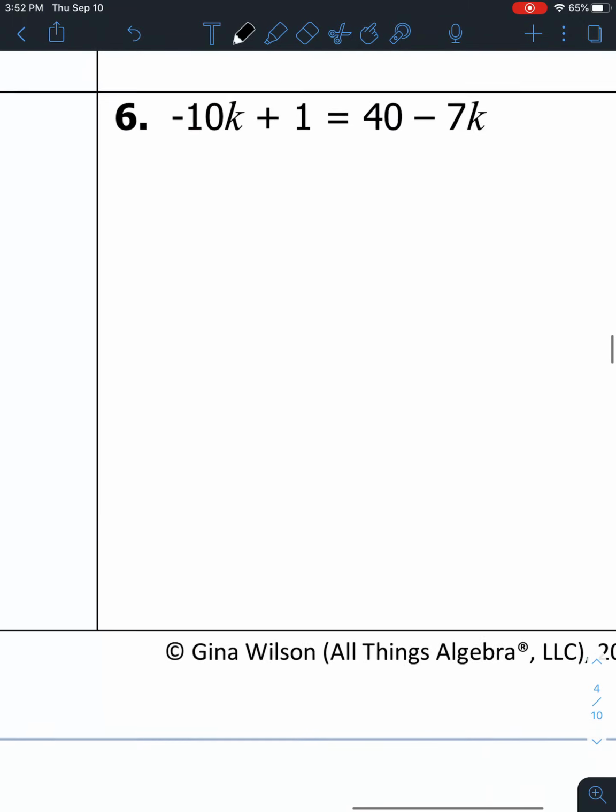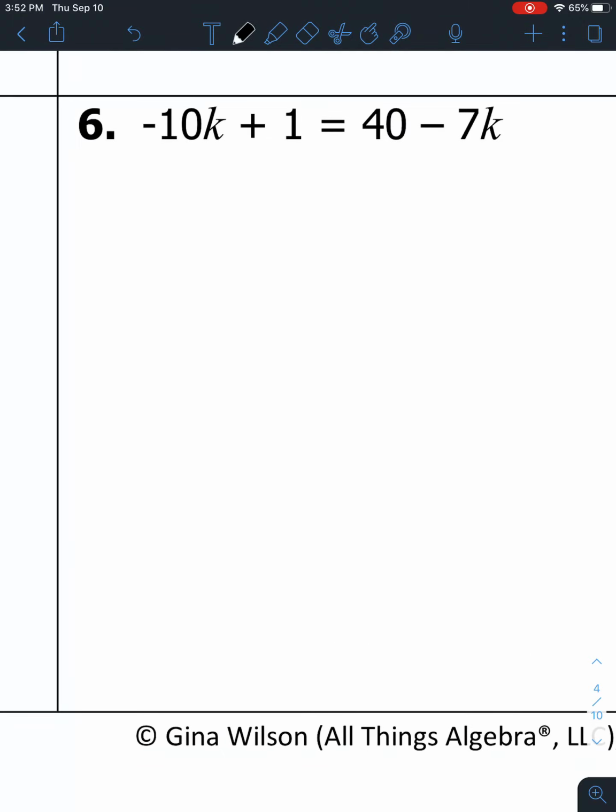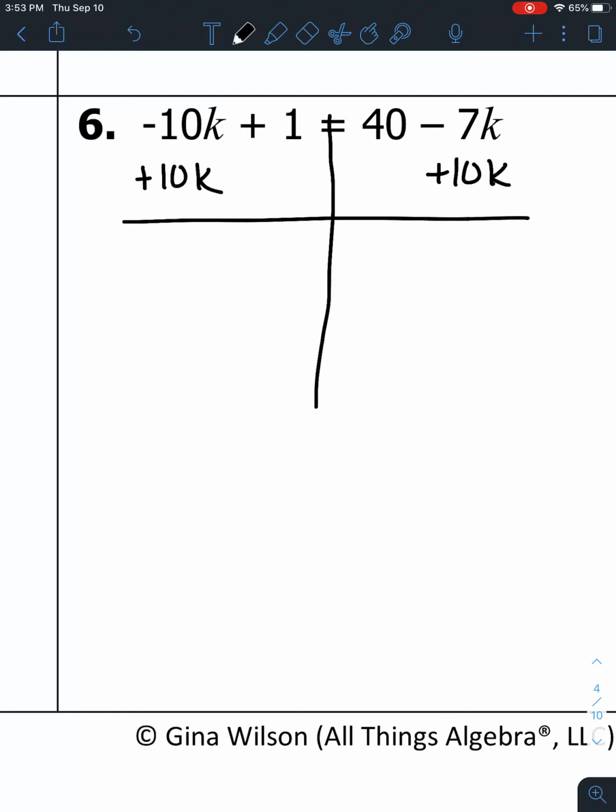All right, let's look at 6. Once again, same kind of strategy. Move my smaller of my k's, numbers to the other side, and then divide or multiply. All right, so my smaller k is negative 10k, so I'm going to add 10k to both sides. I'll add 10k to my bank account. Alrighty, so that gives me 1 still on this side. 40. Negative 7 plus 10 is 3k.